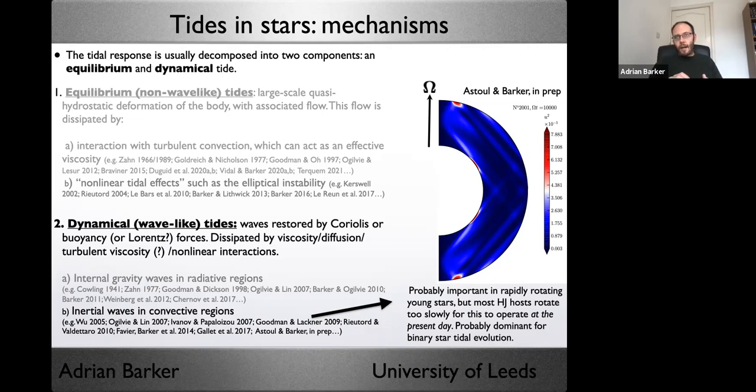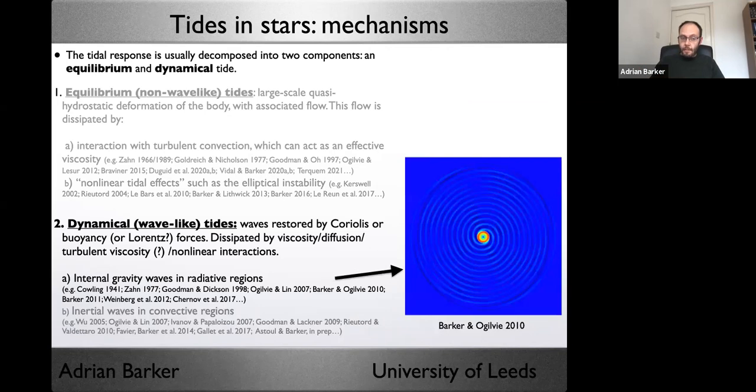So they require either low frequency forcing or rapid rotation, depending on how you want to view it, for these waves to be excited. So these are likely to be important in young stars that are rapidly rotating, important in binary star circularization problems, but for hot Jupiter hosts, it's probably not the dominant mechanism for why the orbits of planets like WASP-12 decay, because the stars rotate quite slowly. So I'll talk briefly about that in a few slides' time.